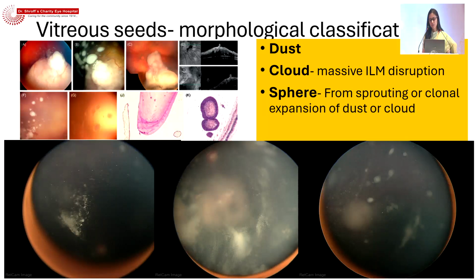The spheres are again something where the genetic basis probably needs a relook, because they are not just simple sprouting from the tumor. Genetically, they can be a little different. They might have new mutations, and hence the treatment response might be variable for them also.